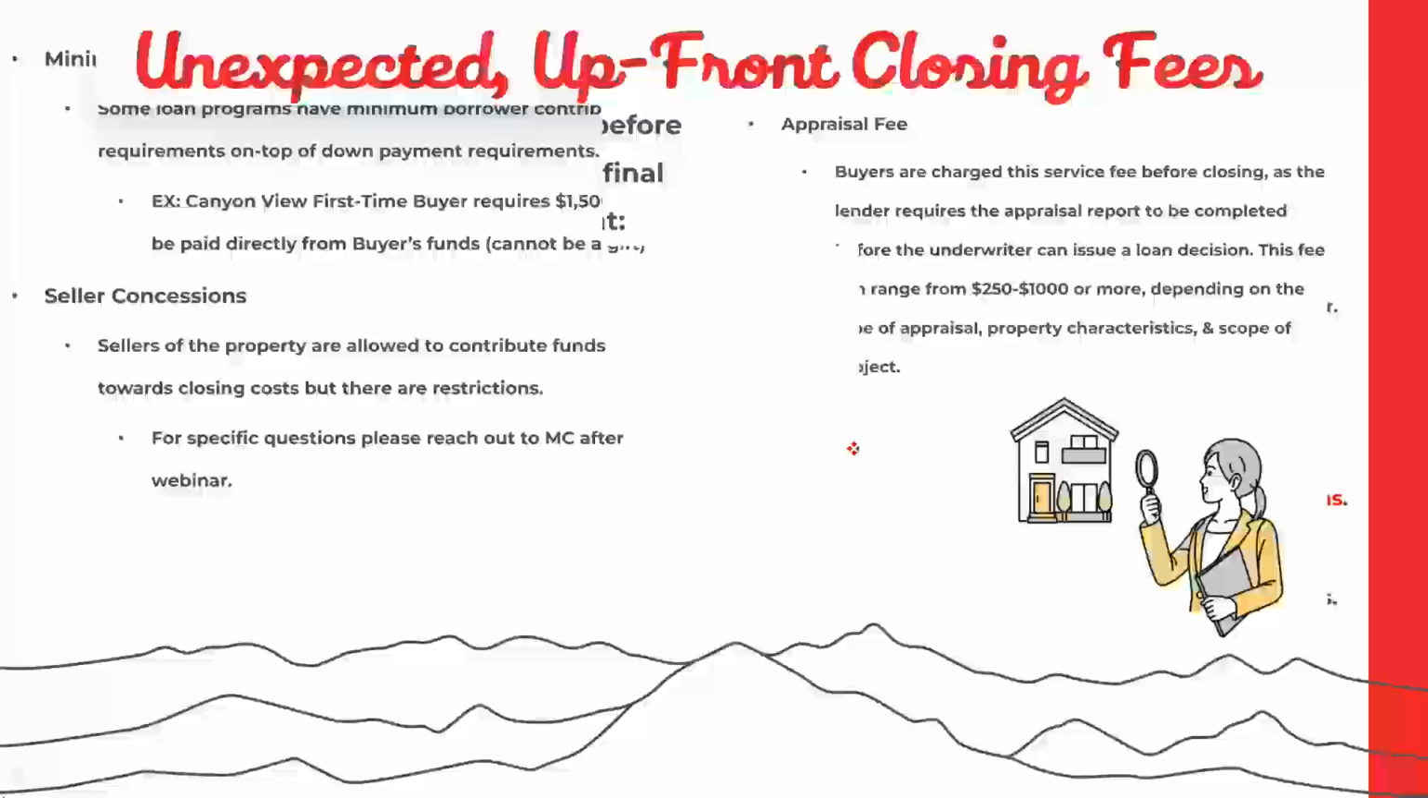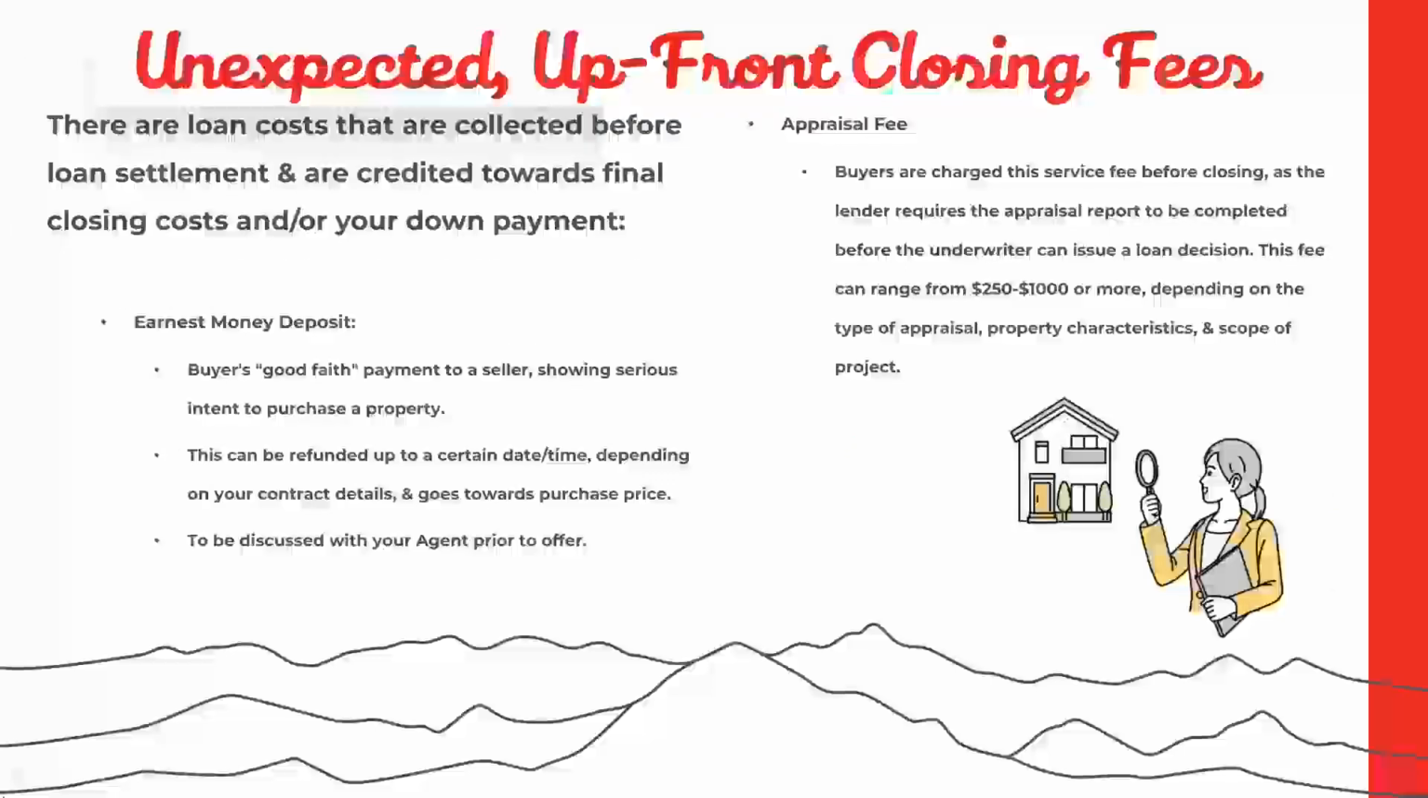There are some loan costs that are collected upfront that you don't normally expect, or we don't typically chat about until you're in the mortgage process. The first one is earnest money. The earnest money deposit is a good faith payment to the seller, showing that you're serious in buying their house. This can typically be refunded up to a certain date or time frame, just depending on what your contract stipulates.